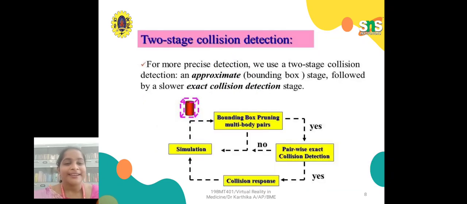And why do we need this two-stage collision detection? For more precise detection, we use a two-stage collision detection. An approximate bounding box stage followed by a slow but exact collision detection stage. See here bounding box pruning of multi-body pairs, and we have pairwise exact collision detection and collision response and simulation. If collision is detected, pairwise exact collision detection is enabled and collision response followed by simulation. If no, then the simulation continues and provides real world object orientation.